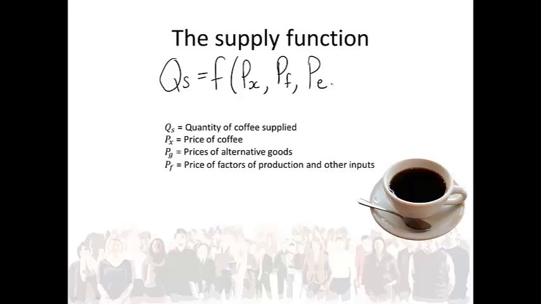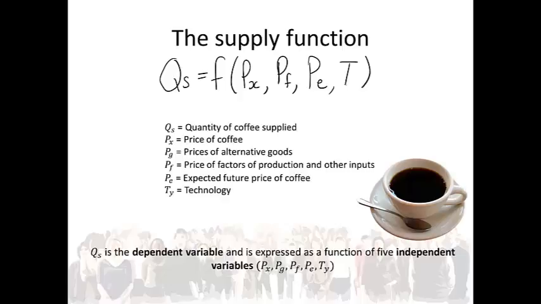Lastly, and very importantly, is technology. Technology enables producers to produce more effectively, meaning producers can produce more of a good with the same resources. Improvements in technology will increase the quantity supplied. Quantity supplied is the dependent variable and is expressed as a function of the 5 independent variables.